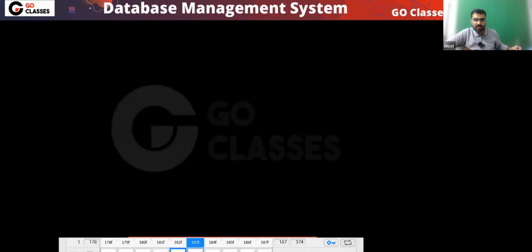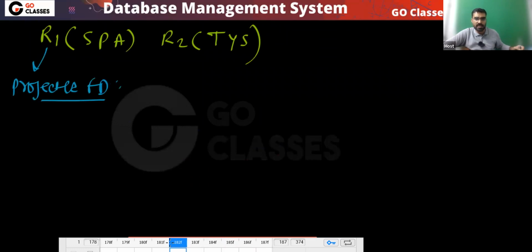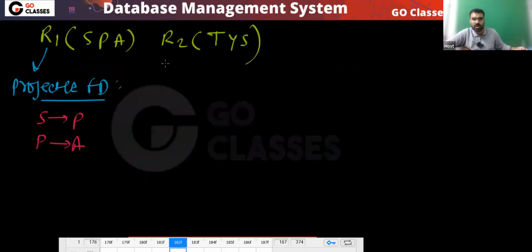Now you have to check. Your R1 is SPA, and your R2 is TYS. What are the projected FDs here? In this R1, SPA, what are the projected FDs? You can notice S determining P, P determining A. These are the projected FDs. Nothing else is a projected FD. You can check it out.